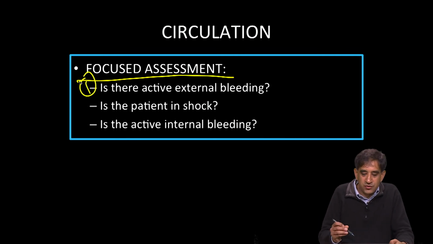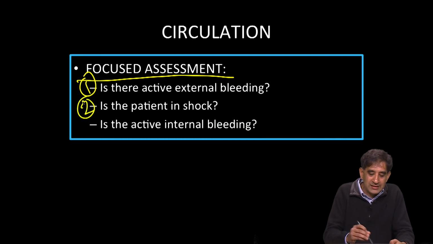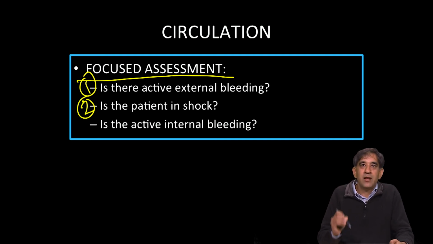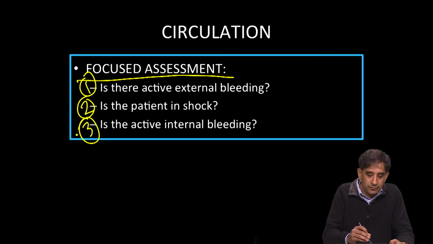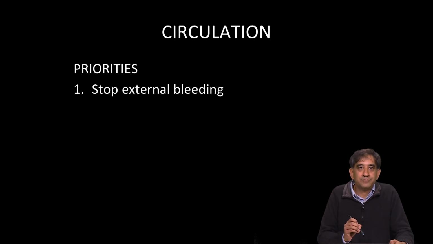When we're talking about circulation, the focused assessment wants to answer 3 questions. Is there active external bleeding, in which case we want to stop it immediately? Is the patient in shock? And keep in mind again, when I say shock, I don't mean hypotension. I mean that they have tachycardia or cool extremities or other signs of shock. And then finally, is there active internal bleeding, in which case we need to identify it, transfuse the patient or give them fluids or volume, and then stop it.